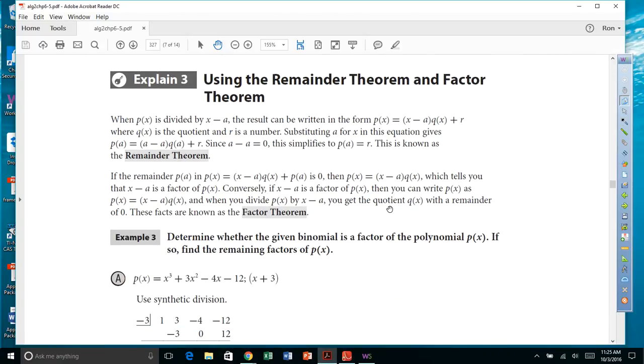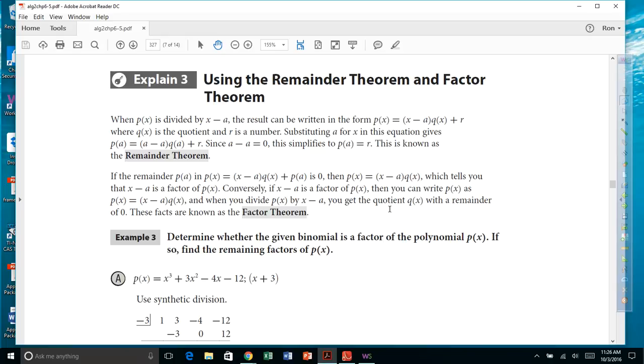Using the remainder theorem and factor theorem. When p of x is divided by x minus a, the result can be written in the form p of x equals x minus a times q of x plus r, where q of x is a quotient and r is a number, the remainder. Substituting a for x in this equation gives p of a equals a minus a times q of a plus r. Since a minus a is 0, this simplifies to p of a equals r. This is known as the remainder theorem.